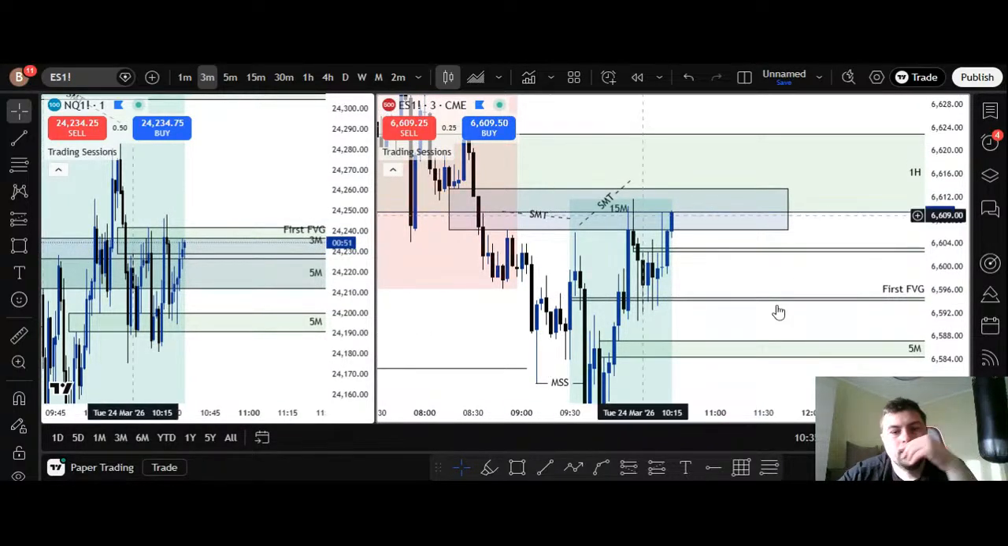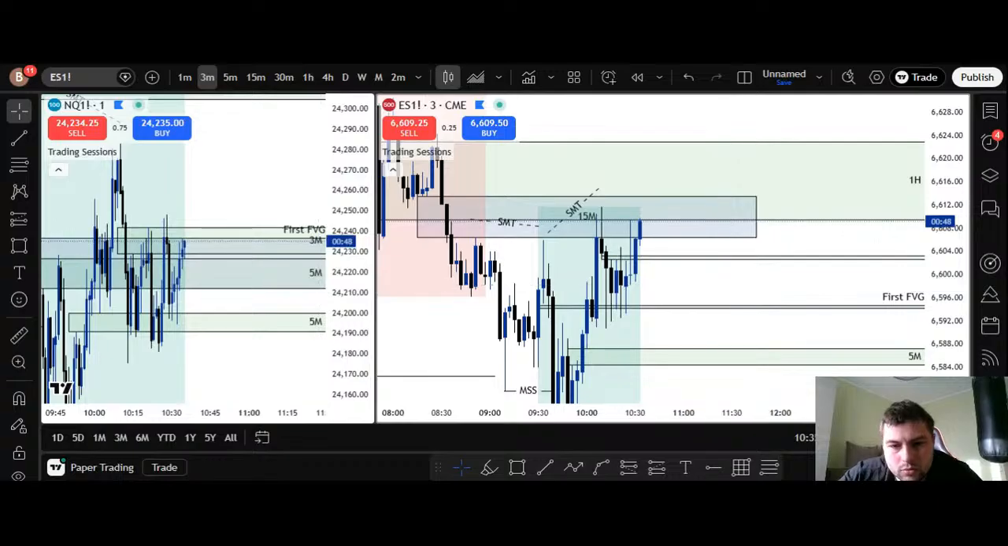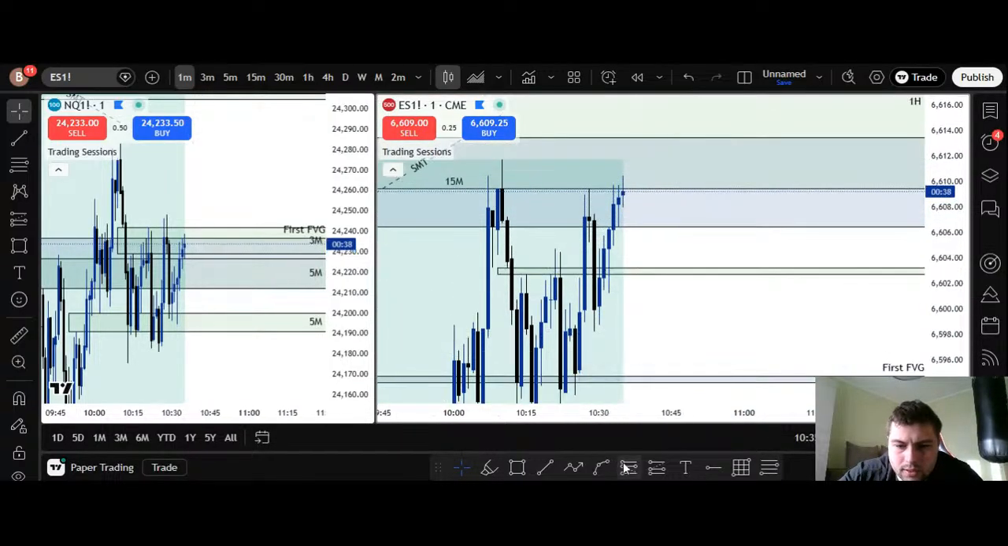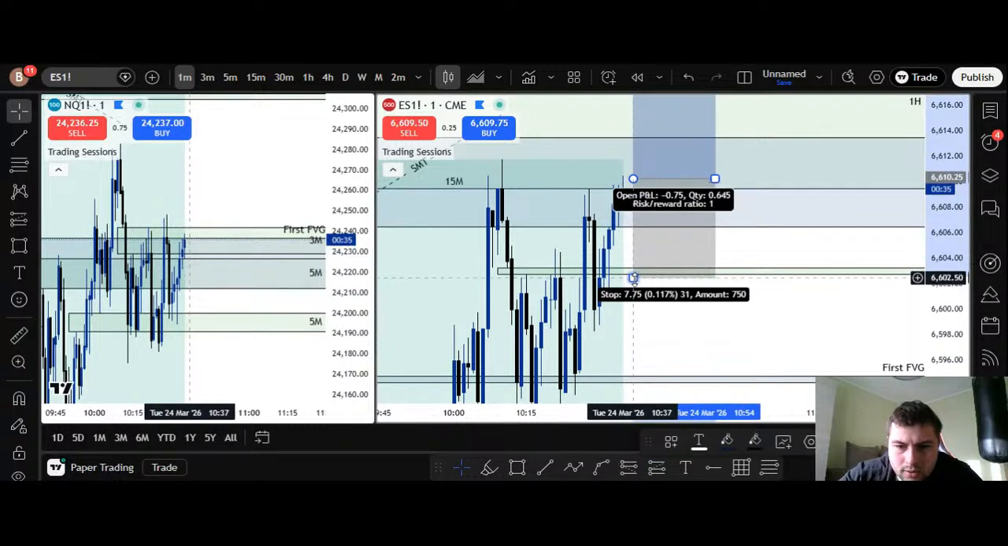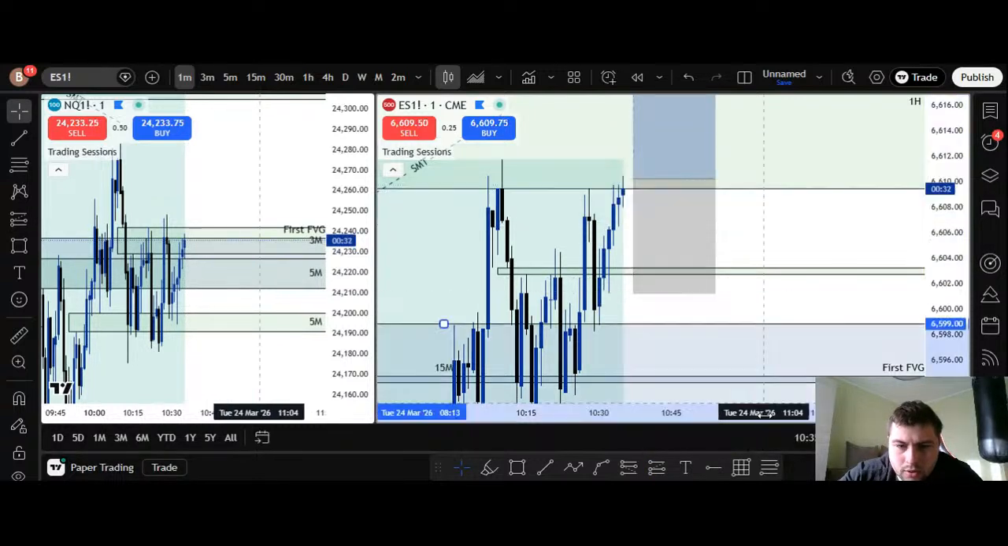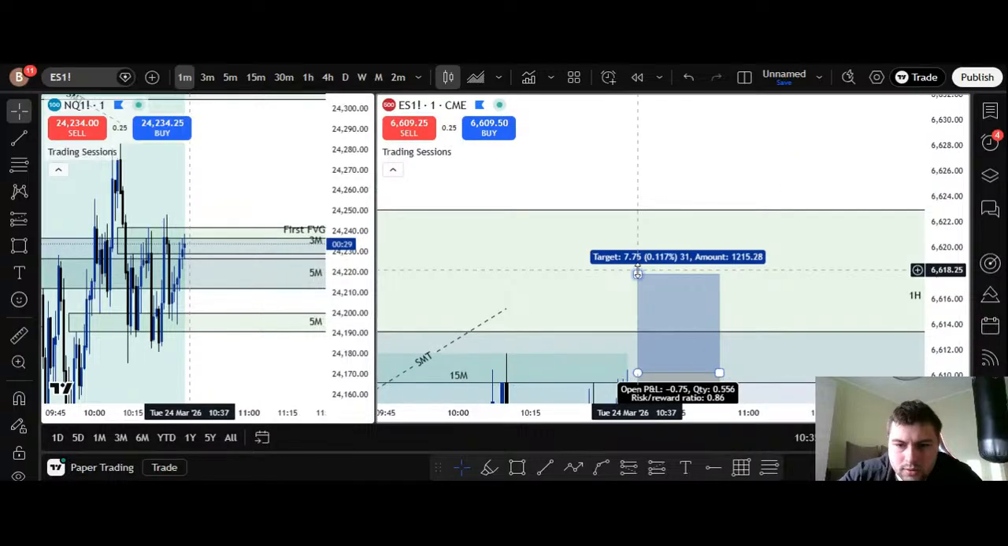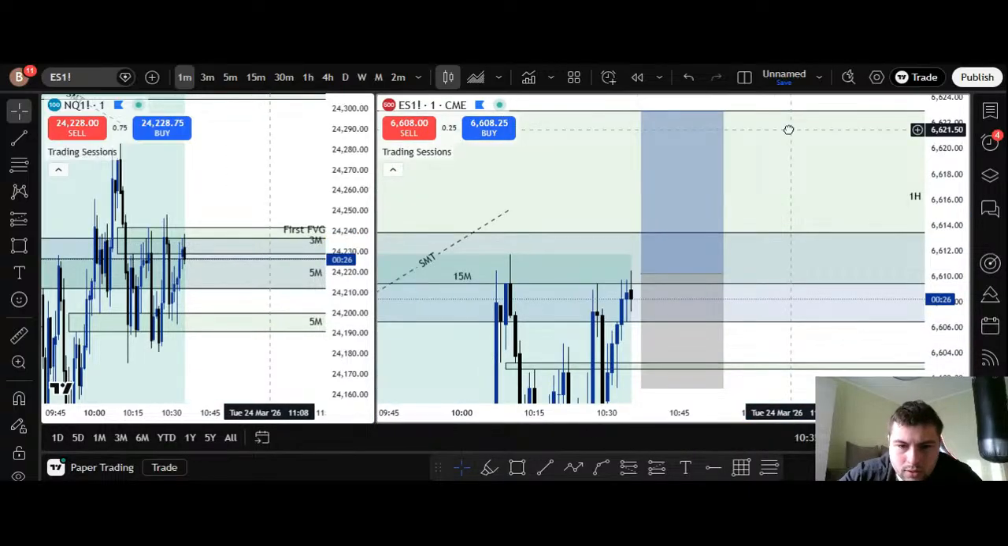If that happens, all I want to see now is the Nasdaq to be bullish as well. And if it happens, then I'd like to consider an entry somewhere here with a stop loss behind the swing point. And then I'd like to see higher prices potentially, on the top of this hourly fair value gap.